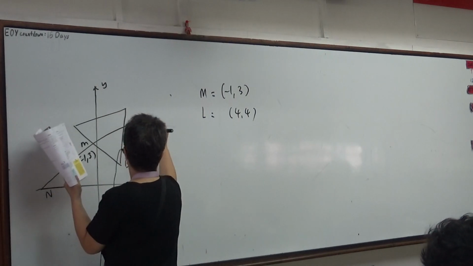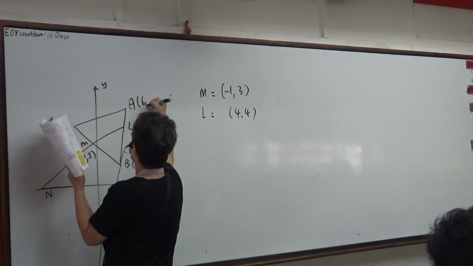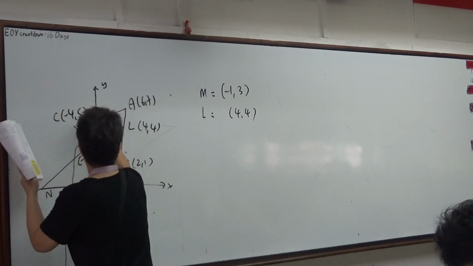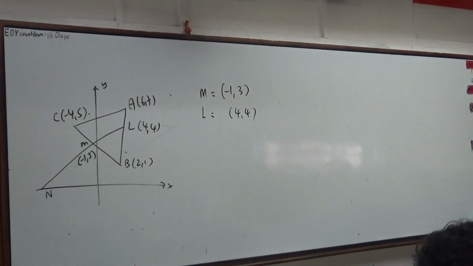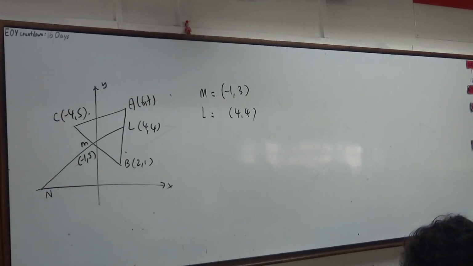-1, 3, 4, 4. This one is A, 6, 7. C, -4, 5. Now, are you okay with getting the midpoint? I think I don't need to say that. Okay, it's the second part that I'm worried about. All of you listen, second part. What did they say? Okay?